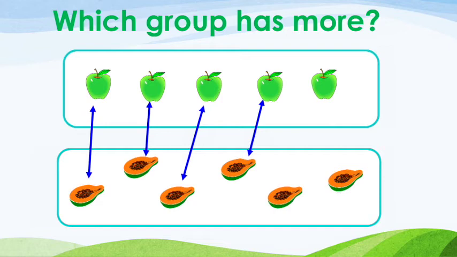Another apple matches with another piece of pawpaw. And another apple matches with another piece of pawpaw. But look carefully. We have 1 piece of pawpaw and it matches with no apples. Therefore, we have 1 more piece of pawpaw than apples.